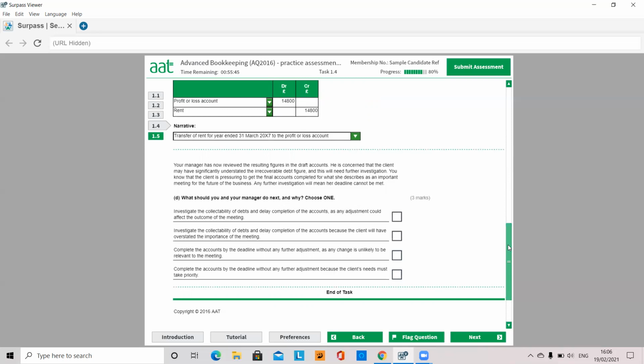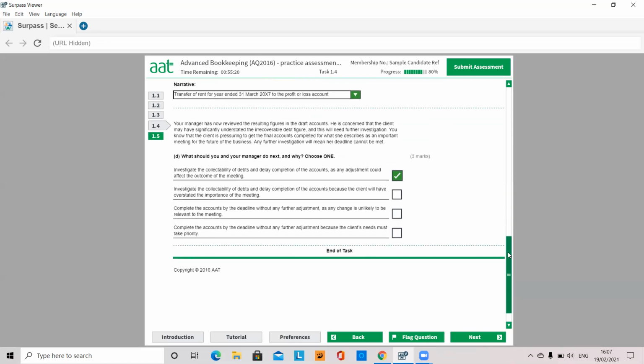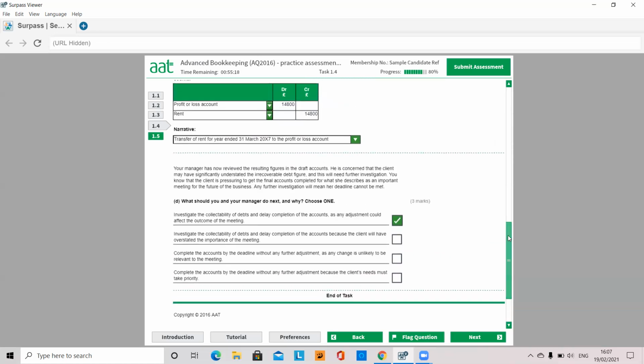Okay, you're not going to keep her happy. So you need to make sure that you investigate it properly, which is the first one. So investigate the collectability of debts and delay completion of the accounts. Any adjustment could affect the outcome of the meeting. So you need to make sure that you delay the completion of the accounts until you find out what's gone wrong. Okay, so that's that one.